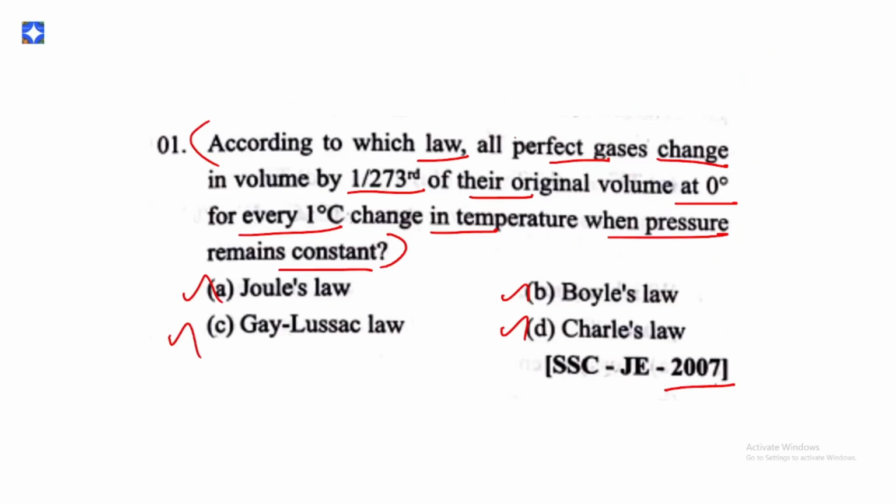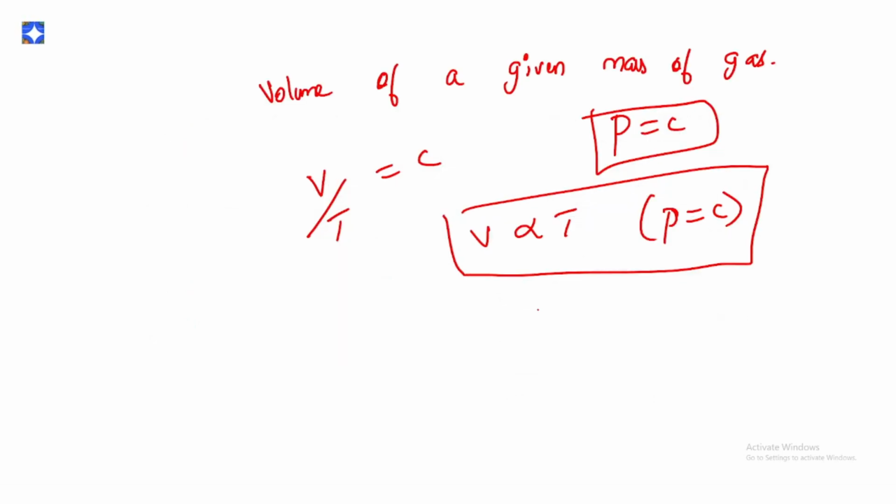You can see, according to which law all the perfect gases change in volume by 1 by 273rd of their original volume. I'll come to this point, what is this 1 by 273rd? But it is clearly said that the volume is changing with respect to temperature while the pressure remains constant. So the answer is clearly going to be Charles' law. I'll give you one more expression for this.